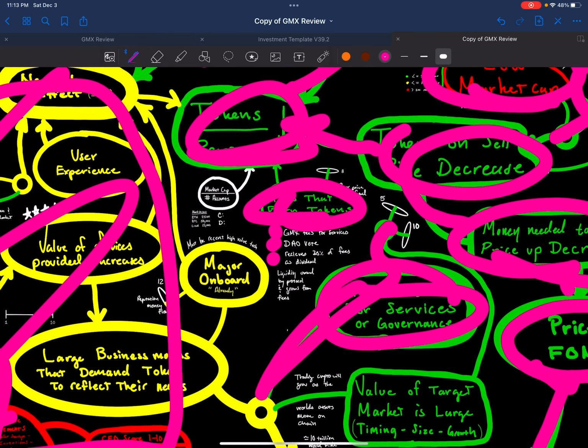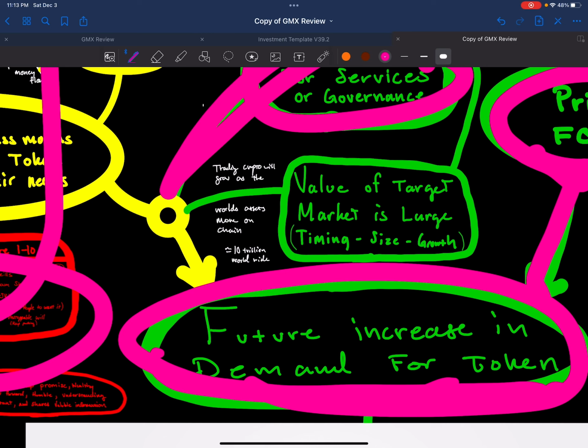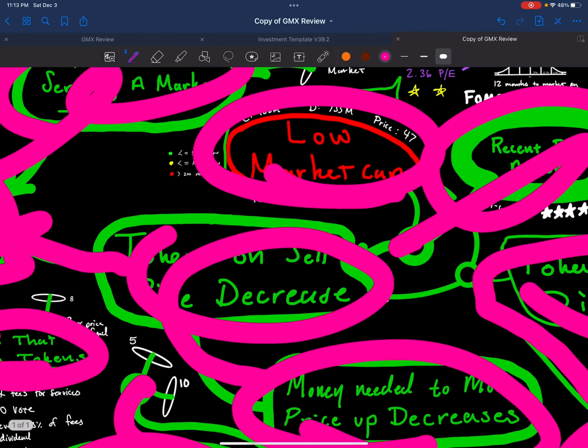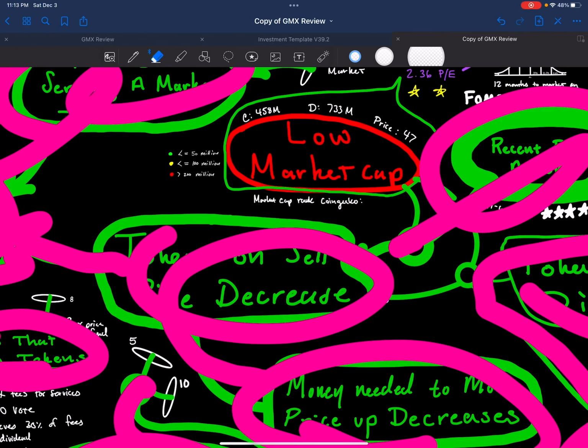All right, now fees that burn in tokens. There are fees that burn in tokens, so that is a good thing, like a dividend once again. Now the value of the target market for this is that trading crypto will grow. The world's assets are going to move on chain, and there's $10 trillion in assets for this kind of service of trading assets. So it's got a large market opportunity, even with a market cap of, what are we at, about 500 million. So 500 million against a 10 trillion or more addressable market, so it's relatively small, or even bigger, you'd have to multiply by 20.